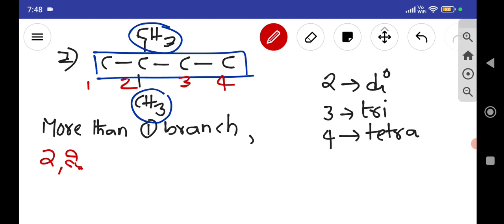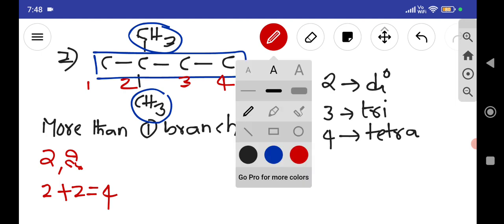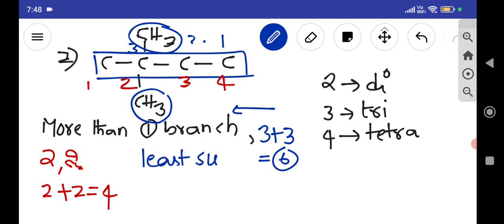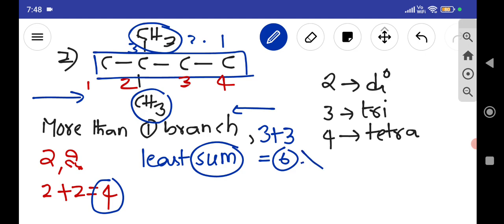If you consider the sum of this, 2 plus 2 will give you 4, and if you take the numbering from this direction, it will be 1, 2, 3. So it is nothing but 3 plus 3, which gives 6. This is considered to be the least sum rule. Sum means addition here, so we should get the least sum. From left to right direction you get 4, and right to left you get 6. So we can consider 4 is the correct numbering.